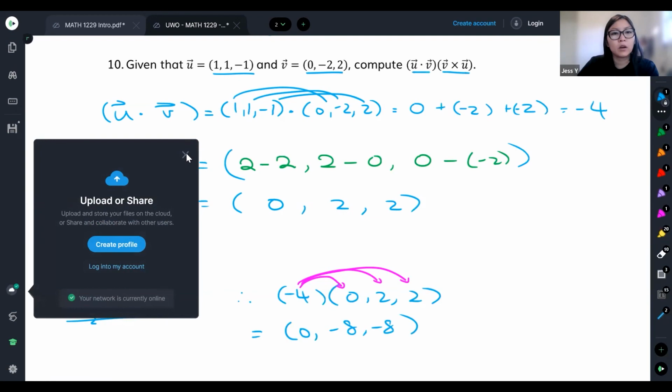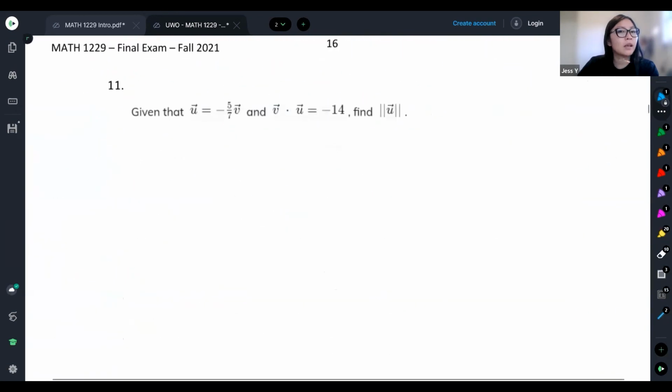Okay, so moving on. Number 11, slightly trickier. So given that u is negative 5 over 7 v, and v dot u is negative 14, so the dot product is negative 14, we want to find the length of u. So you might be thinking, well, we know the length formula. Can we just use the length formula? But we don't know what u is. So since we don't know what u is, we can't find the length using the length formula.